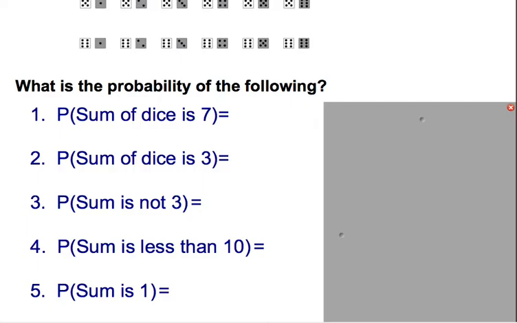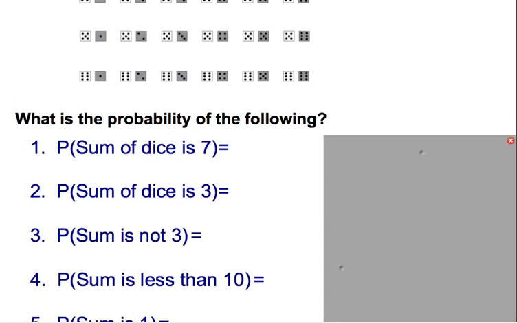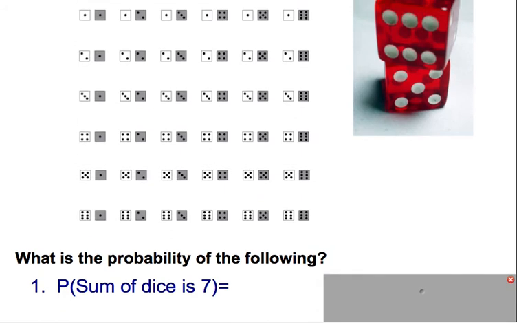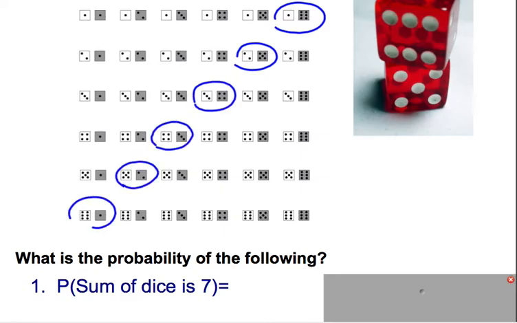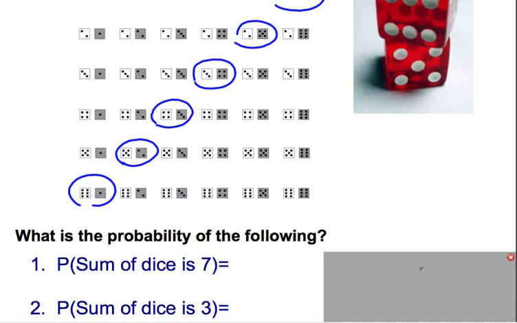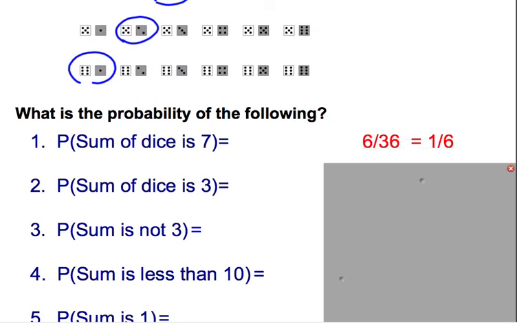What is the probability that the sum is 7? So we need to go up to our sample space and see which ones add to 7. So this one adds to 7. This one adds to 7. 7, 7, 7, and 7. So how many is that? There's 6 of them. So we have a 6 out of 36 chance, which remember we always want to reduce it down. So we have a 1 in 6 chance.